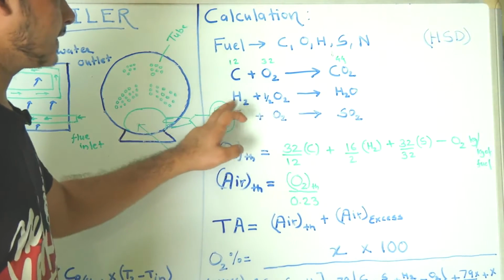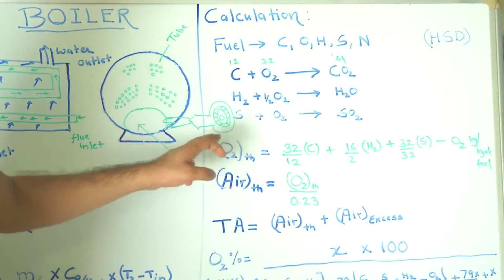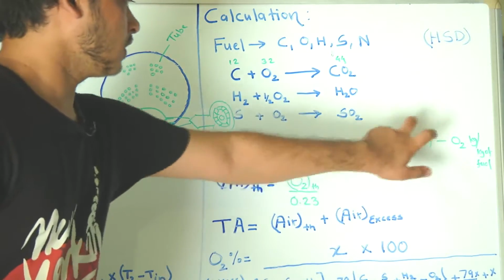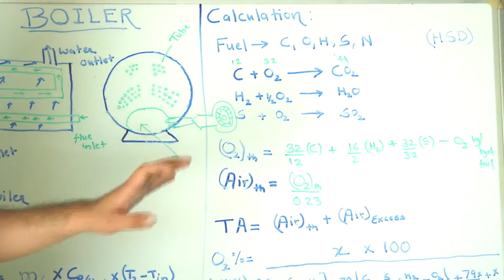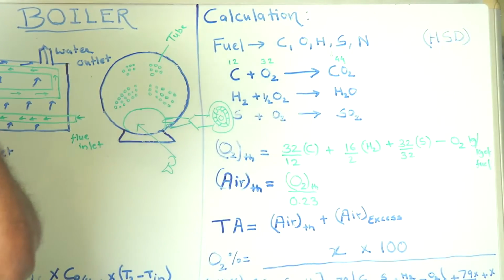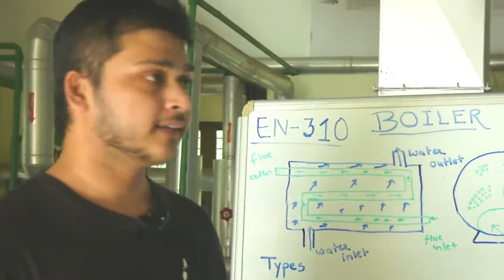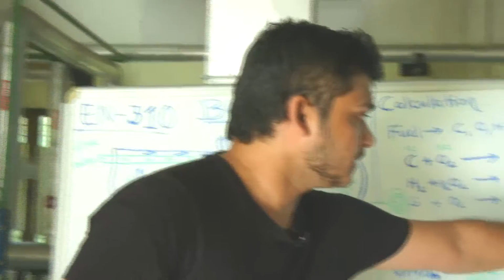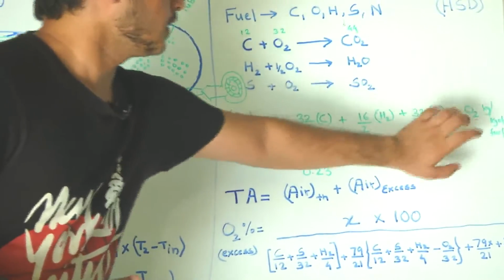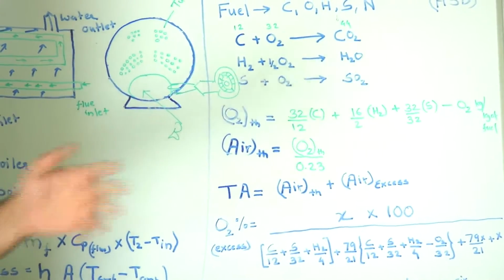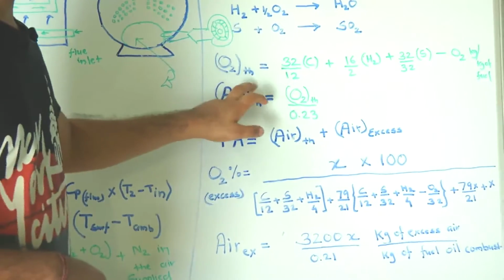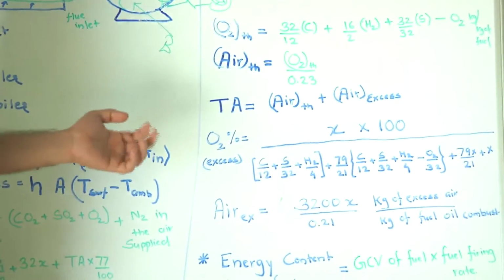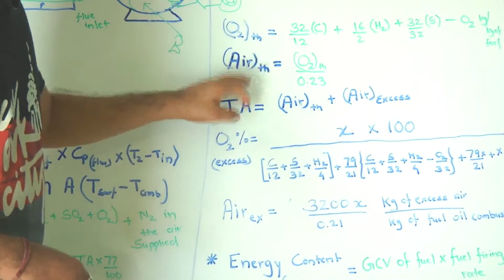So in this way, 32 by 12 into C is the oxygen required for the carbon, and the same thing will be there in the second equation: how much oxygen is required for H2, and how much oxygen is required for sulfur in the third equation. So in this way we can calculate all the oxygen required for carbon, H2 and sulfur. In the fuel, oxygen is also present, and that oxygen we can also use for combustion. So we have to subtract that oxygen, because we don't need that extra amount of oxygen from the outside. In this way we can calculate the theoretical oxygen, and after that, the same thing: 23% of air is oxygen, so we can calculate the theoretical air.